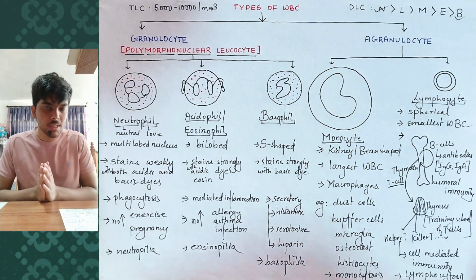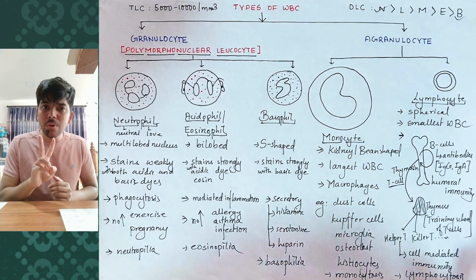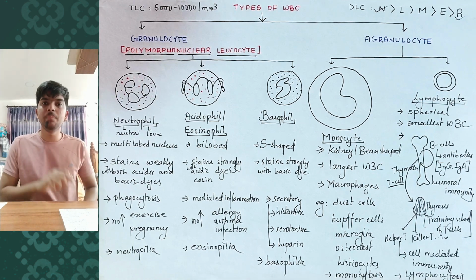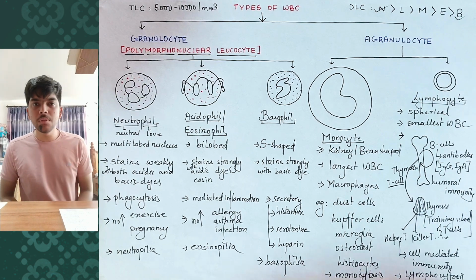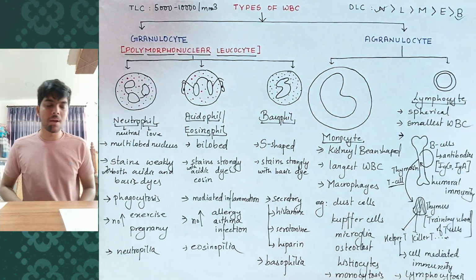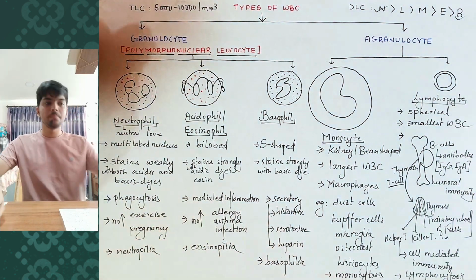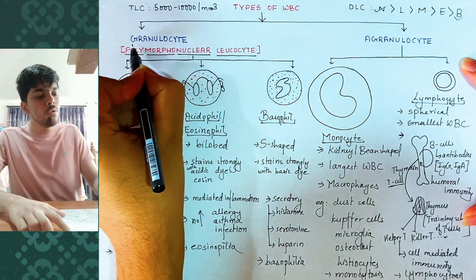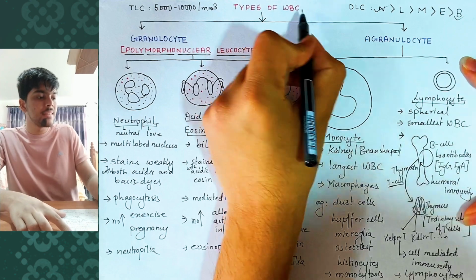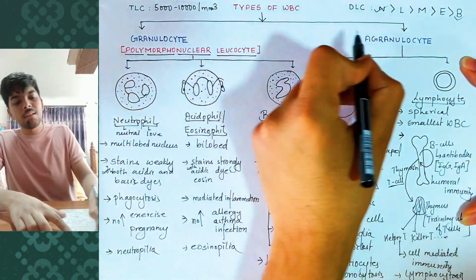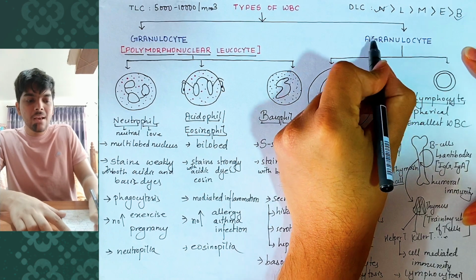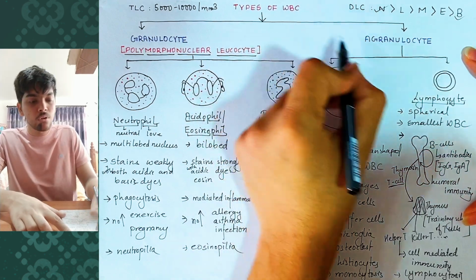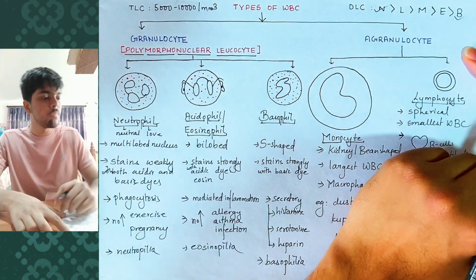Types of white blood cells. White blood cells are of two types depending on whether they have granules or not. That is, on the basis of presence or absence of granules inside the white blood cells, they are of two types. There's your granulocyte. Granulo refers to granule and cyte refers to cell. So granulocytes are those white blood cells that contain granules inside of them. And then there's your agranulocyte, where A refers to absence. So agranulocytes are those white blood cells that don't contain any granules.